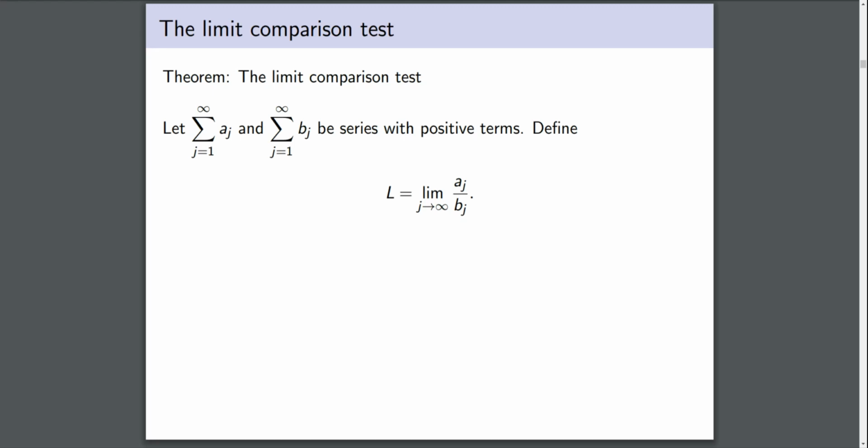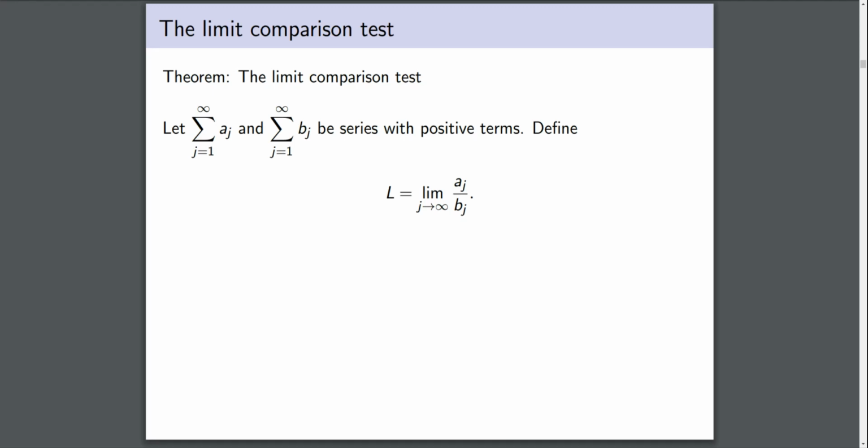Here's the limit comparison test. So we have two series, a sub j and b sub j. Both of them are positive. And then we're going to define the following limit. It's the limit as j goes to infinity of the ratio a sub j over b sub j. One of the series in this ratio is going to be our comparison series, something that we're familiar with, and the other one is going to be the series that we're trying to analyze.